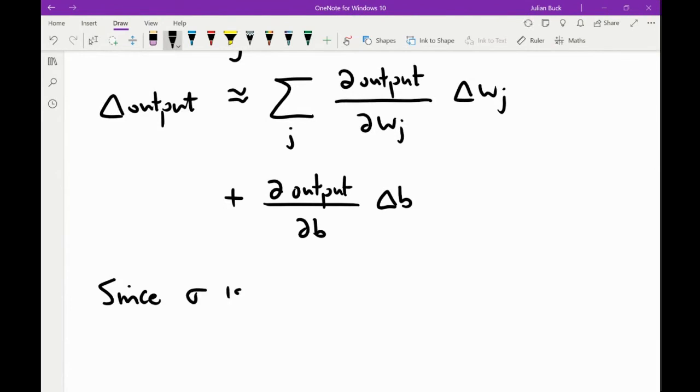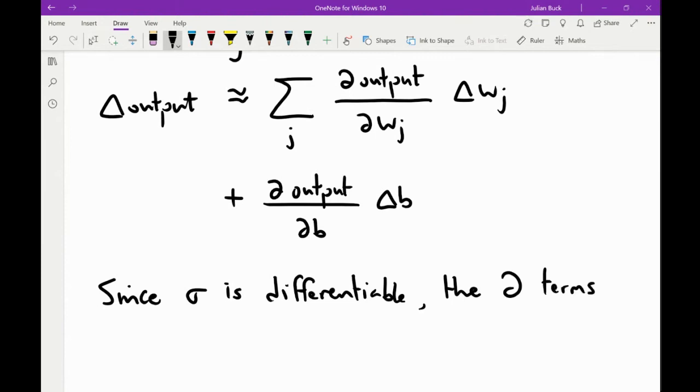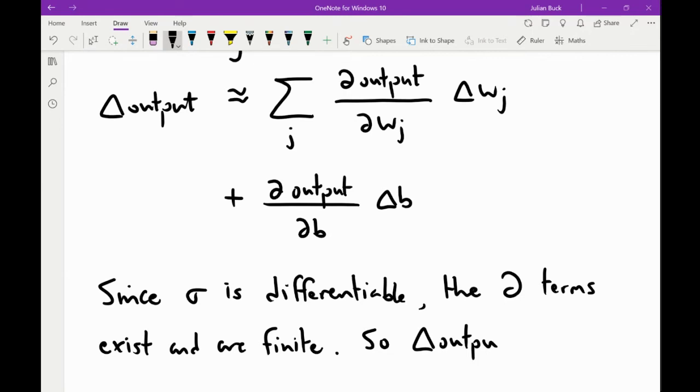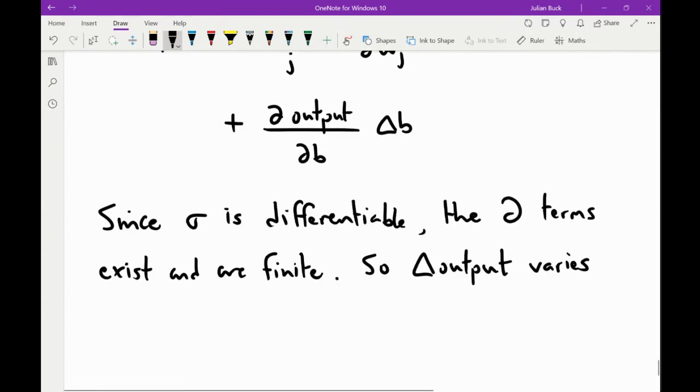Here's the observation you want to make. Since sigma is differentiable, the partial derivative terms exist and are finite. So what that tells us is that, in other words, those symbols there you can think of just as coefficients, right? They're just constants or scalars for certain values. What this tells us is that the change in output varies approximately linearly.